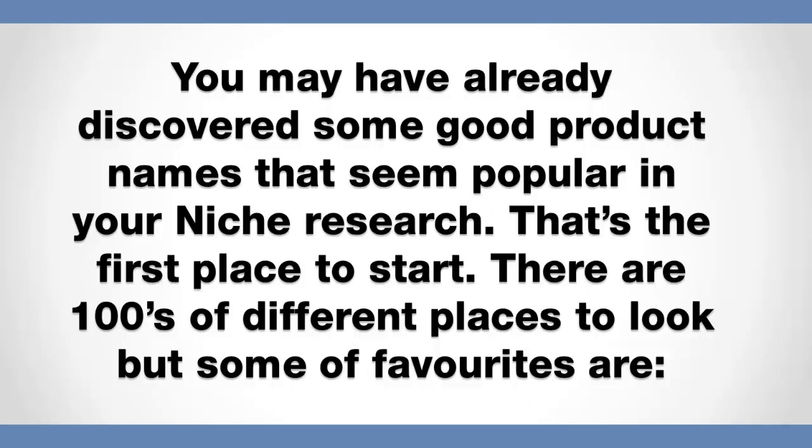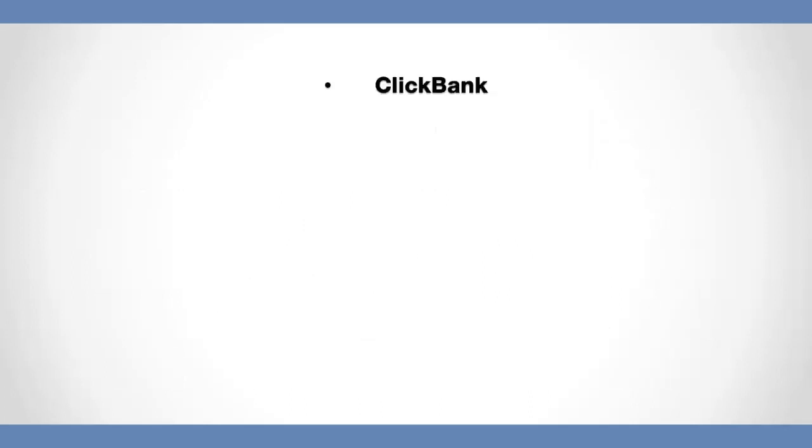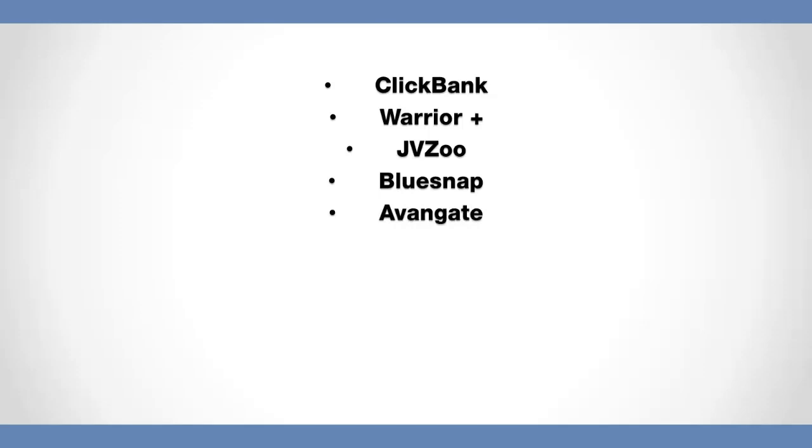So there are going to be hundreds of different places to look, but some of my favorite ones are Clickbank. Now Clickbank's almost the most popular one out there. So you can find a product in every single niche on earth in Clickbank. Okay, so that is multi-niche. And Warrior Plus is more internet marketing, and that is an excellent marketplace as well. You've got JV Zoo, once again, internet marketing there as well. Blue Snap, all sorts of different stuff in there, more like parenting software, all that sort of stuff. Avangate, once again, multi-niche, get lots of different products in there as well.